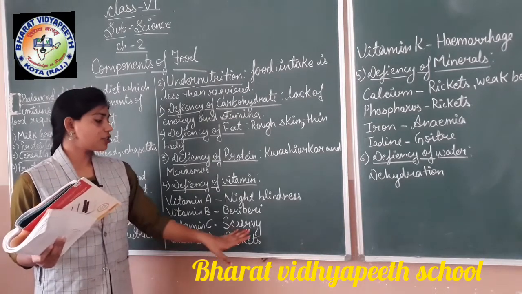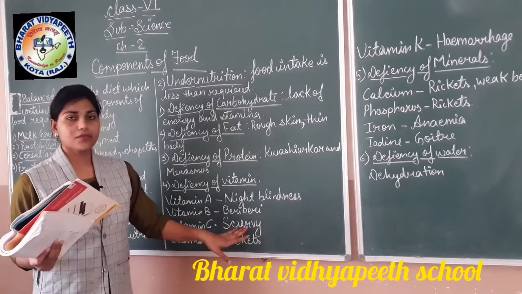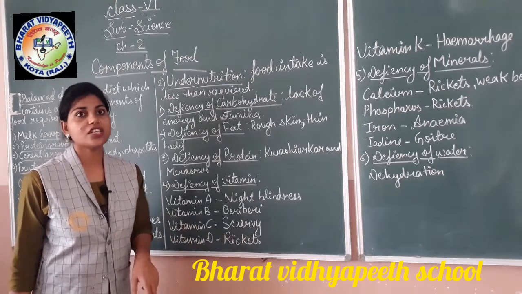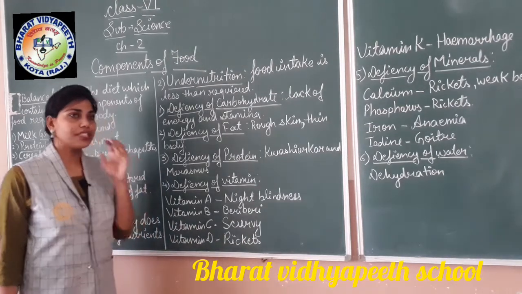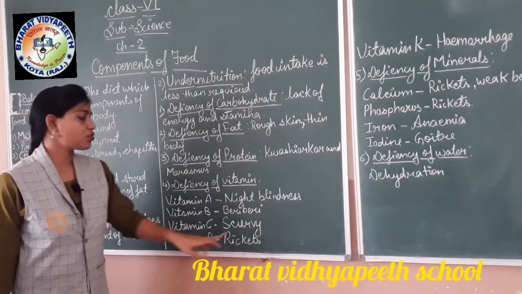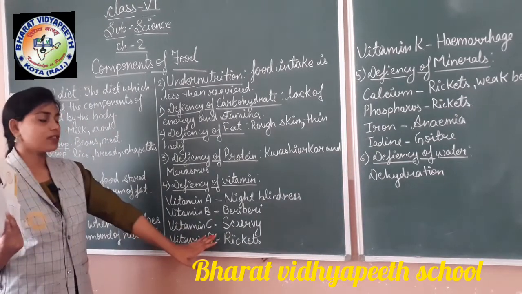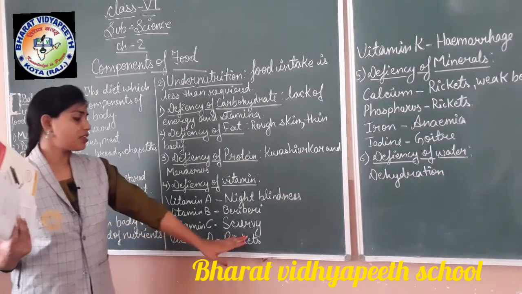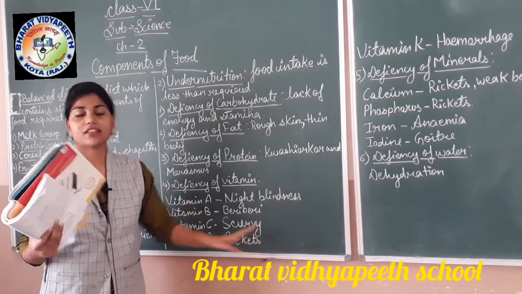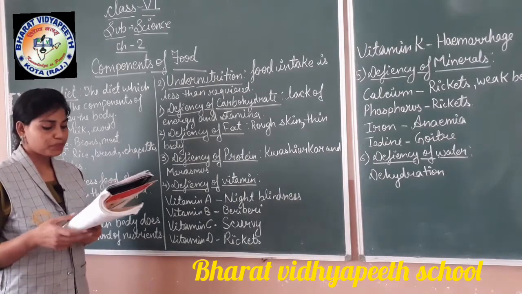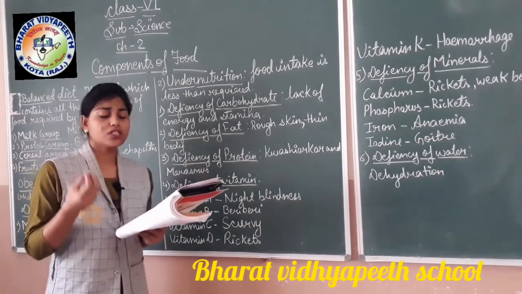Vitamin C deficiency causes problems in our teeth, muscles and gums. This causes scurvy. Scurvy is a disease related to the gums. When someone is suffering from scurvy, they have bleeding gums, their teeth become weak, blood comes out from their gums, and they start losing their teeth.